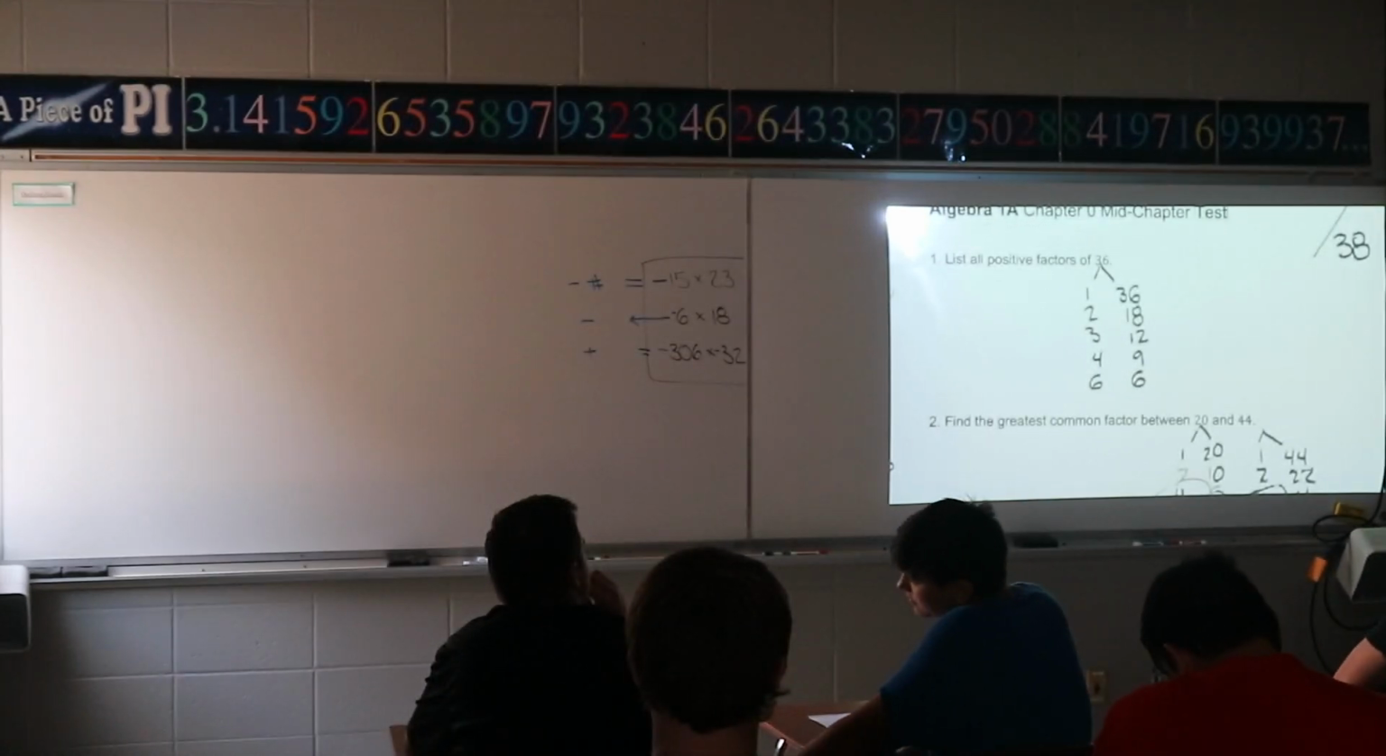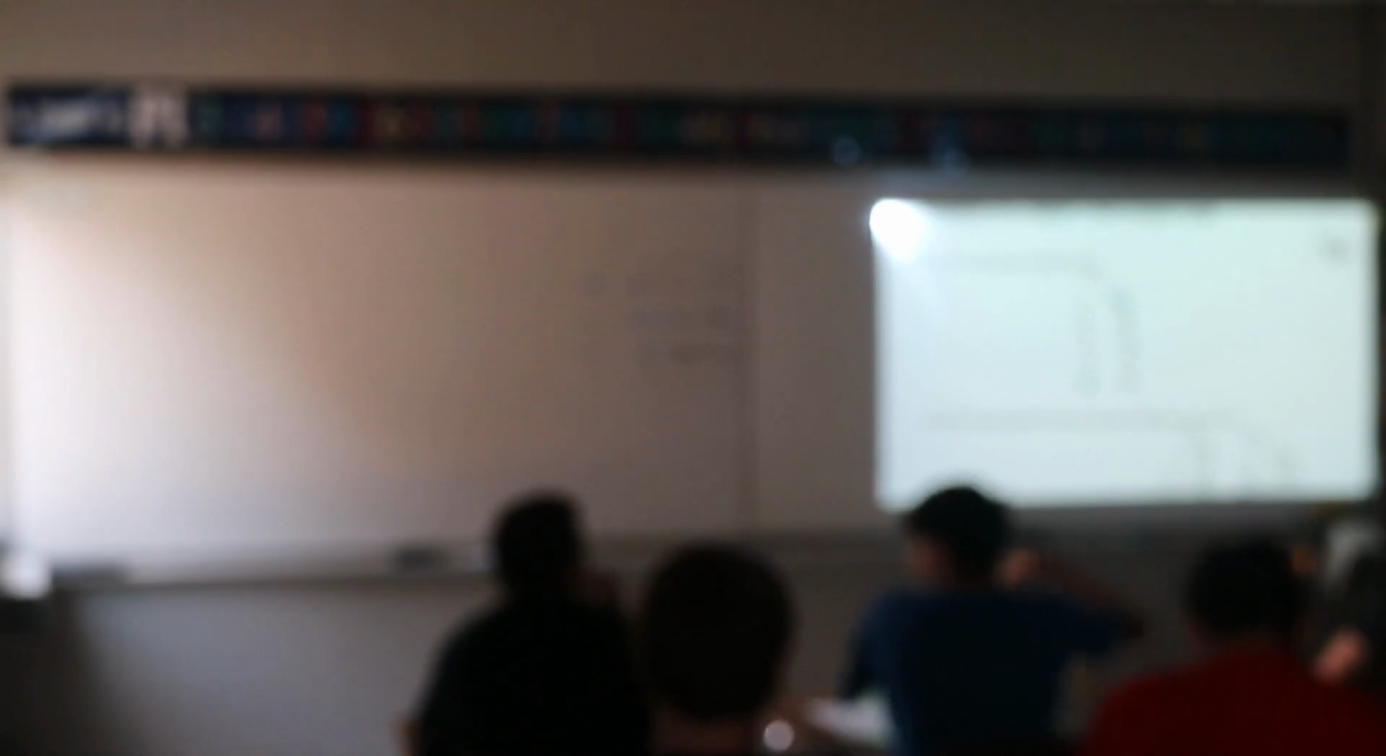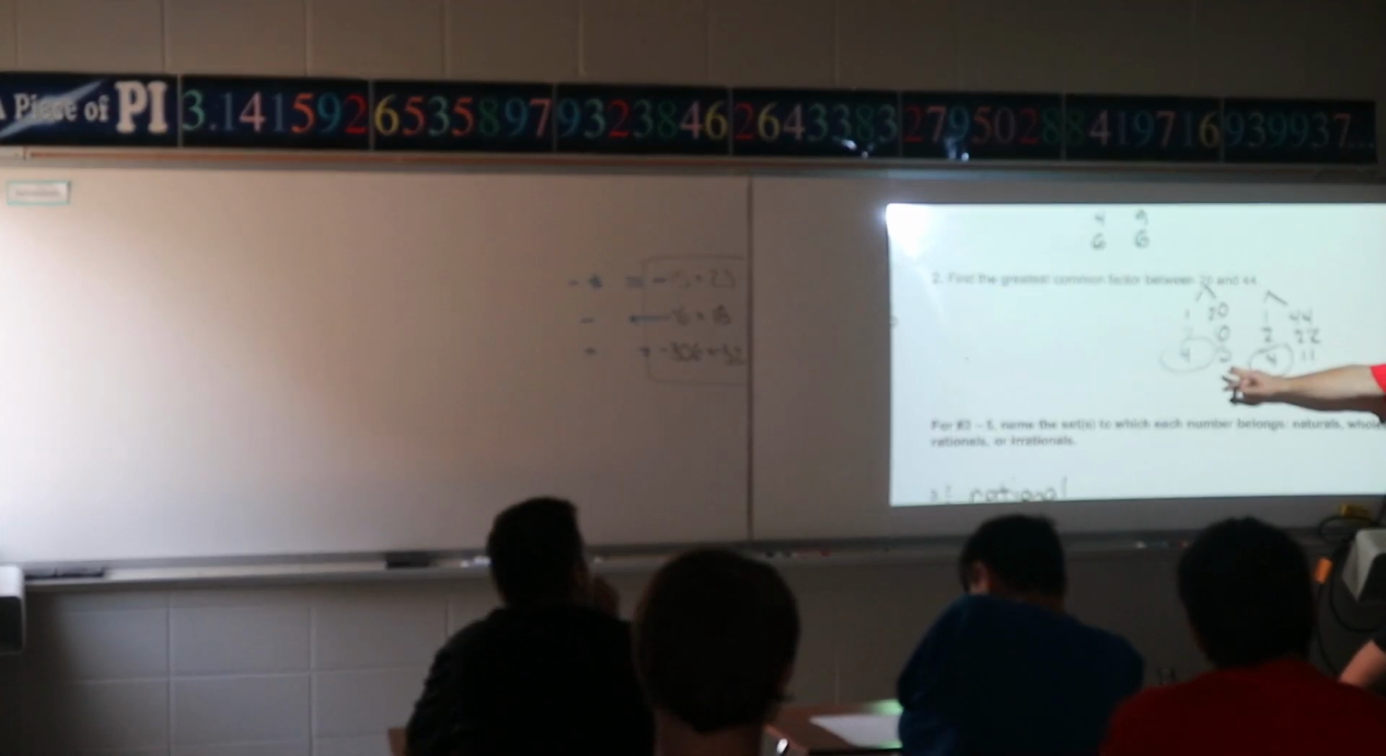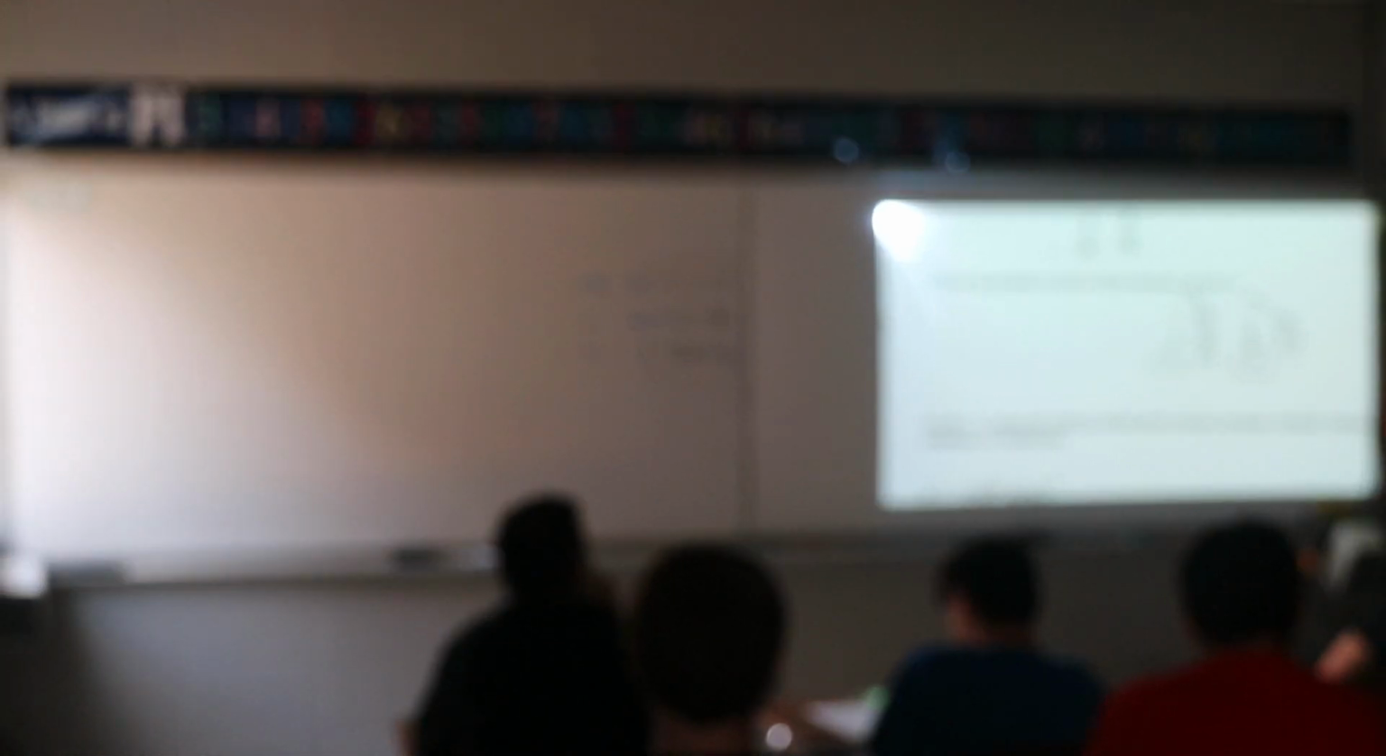So if you didn't get that, what were you looking at? Because they're literally printed on here. All you have to do is find where 36s were and give me the numbers. Okay, let's move on to the next one. Okay, 20 and 44. All of those were on the chart as well.